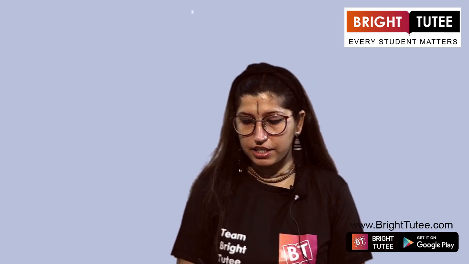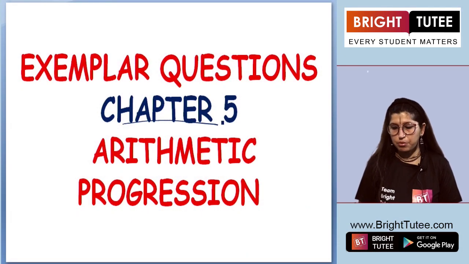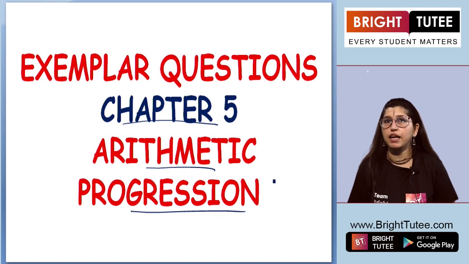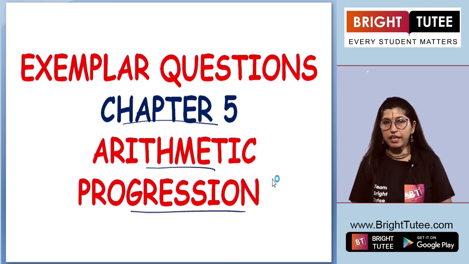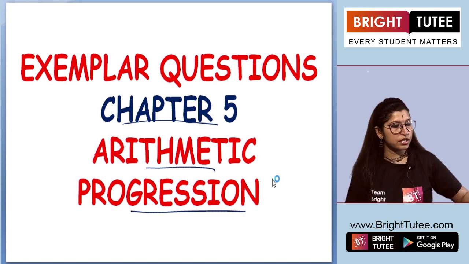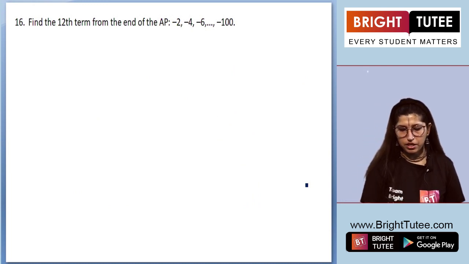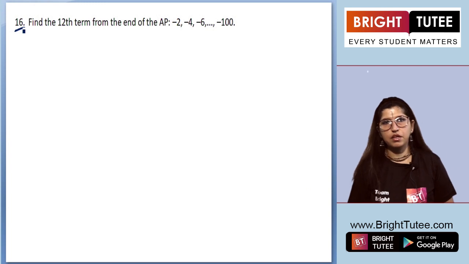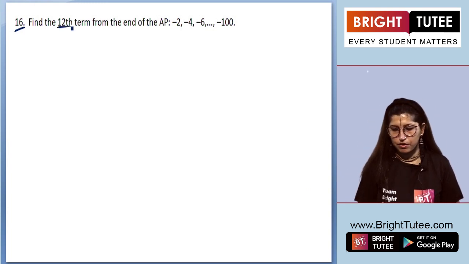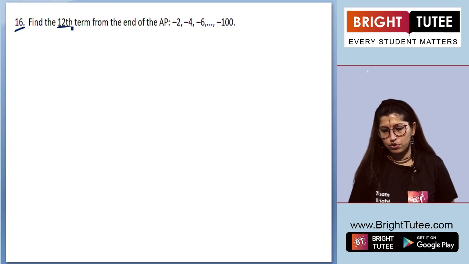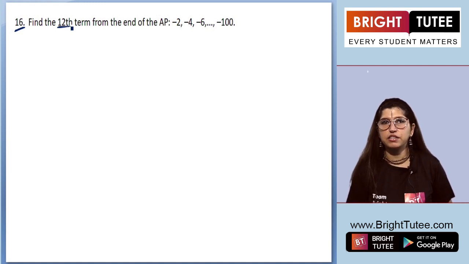We'll be discussing chapter 5, Arithmetic Progression of NCERT Exemplar class 10. So we'll be starting off with the very first question of it. Here's the question of exercise 5.3, question 16. The question says: find the 12th term from the end of the AP -2, -4, -6 till -100.